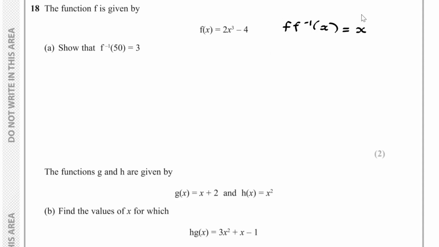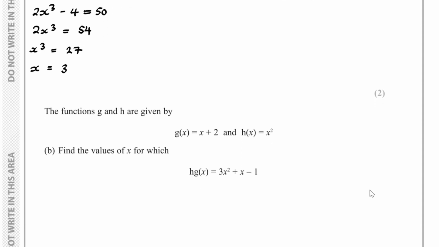And therefore, what we need to do over here to find out what f inverse at x equals 50 is, we have to let f of x equal 50, because the inverse is a reflection in the line y equals x. So we have 2x cubed minus 4 equals 50. So 2x cubed is equal to 54. x cubed is equal to 27, and therefore x is equal to 3. And that's what we wanted to show.